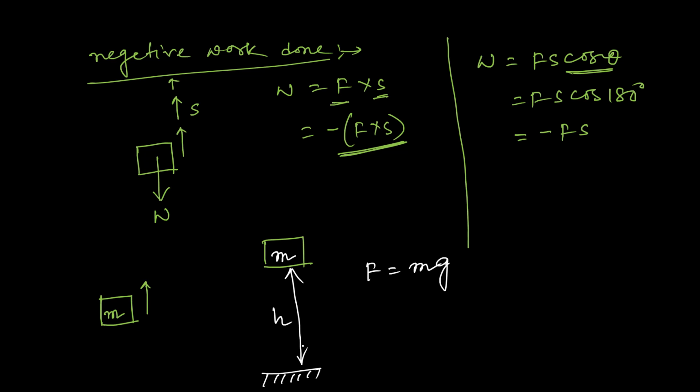And what is the displacement? That is the height, right? So if you lift an object in the upward direction, that means you are doing work against gravity. So in this case, what is the work done against gravity? That is the force multiplied by displacement, that is mg multiplied by h. So work done against gravity equals the weight of the object multiplied by the height at which it is placed.